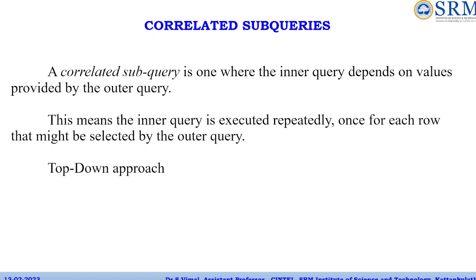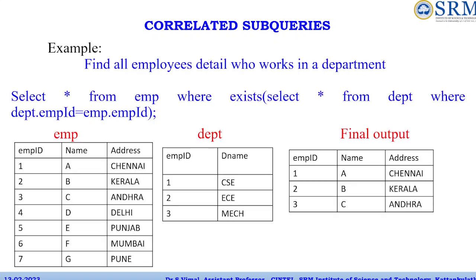A correlated subquery is one where the inner query depends on values provided by the outer query. This means the inner query is executed repeatedly, once for each row that might be selected by the outer query. Okay, once the result of the outer query is found, based on that the inner query will be executed repeatedly, and also it follows the top-down approach.